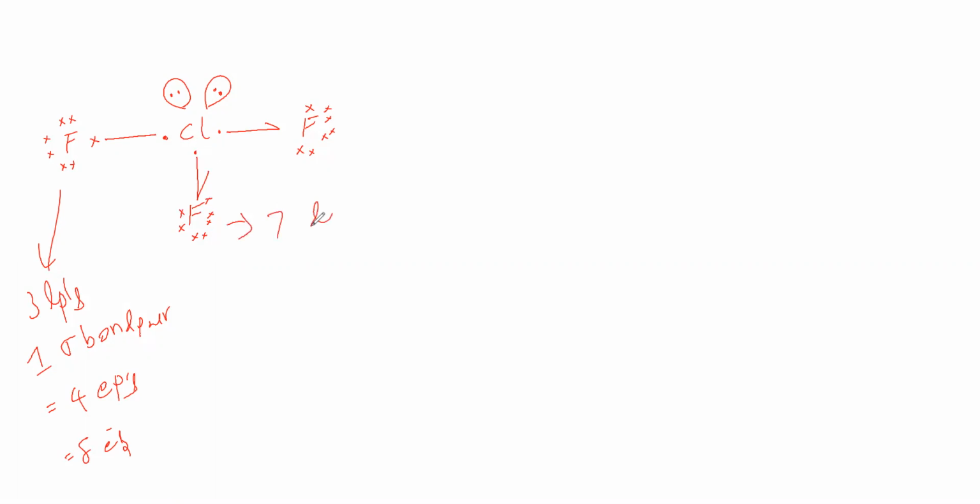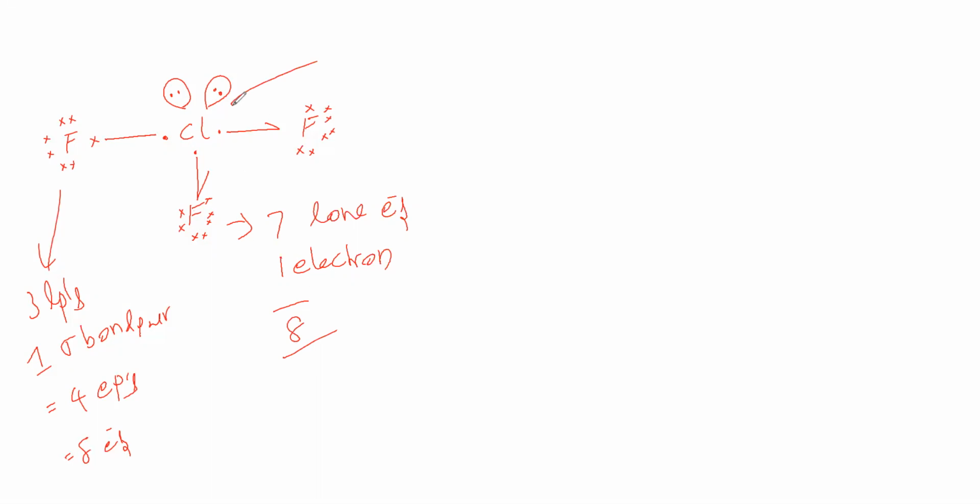Fluorine is already having 7 lone electrons, and 1 electron is contributed by Cl. Contribution means giving for sharing; Cl is giving 1 electron, and that electron is shared by both Cl and F. So if you see, totally 8 electrons, therefore it has got octet.